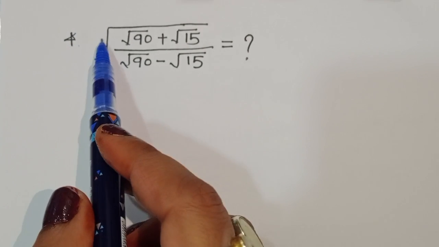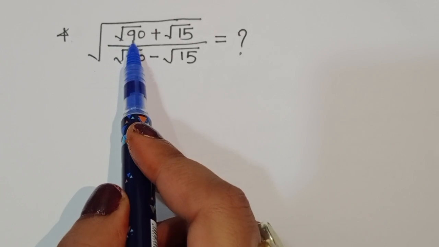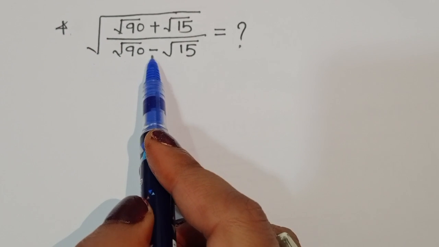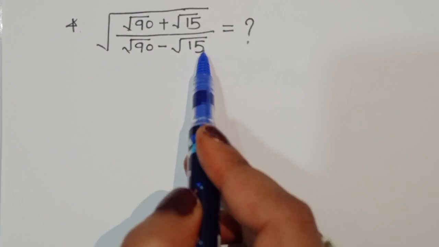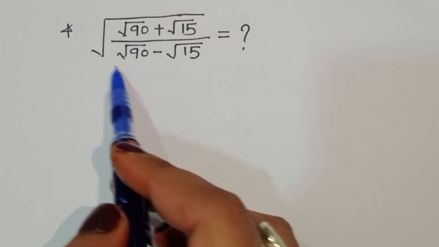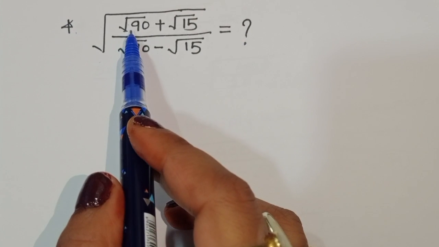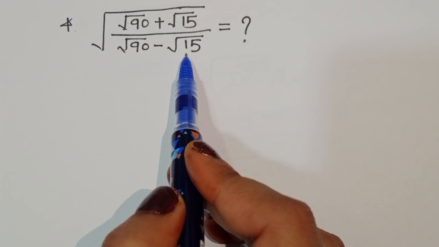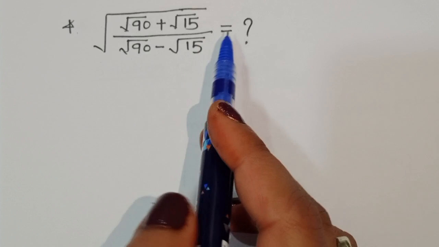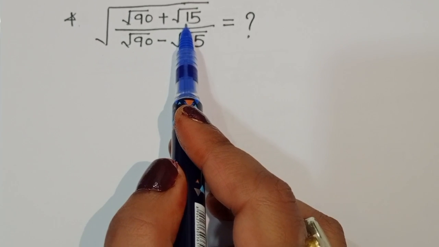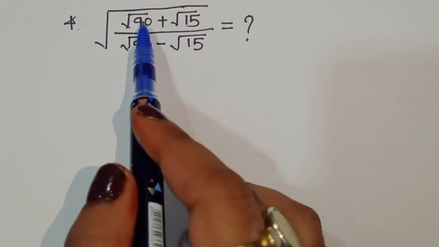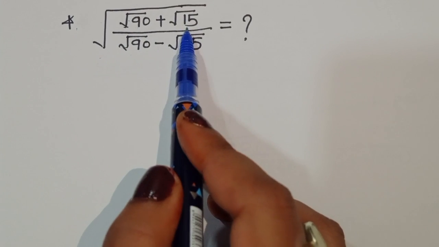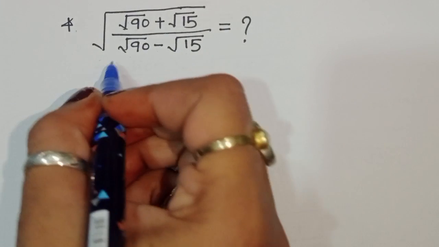The question is: given the square root of (square root of 90 plus square root of 15) divided by (square root of 90 minus square root of 15), we have to find the value of this term. You can see this is in a plus b, a minus b form. Since we have 15 here, we have to find the factor of 90 in terms of 15. Let's see the solution.